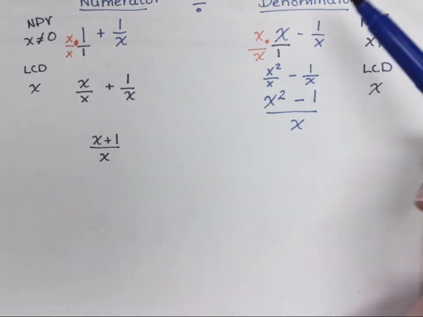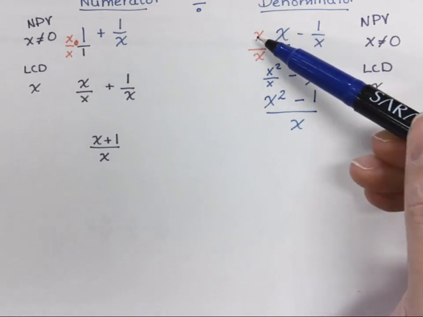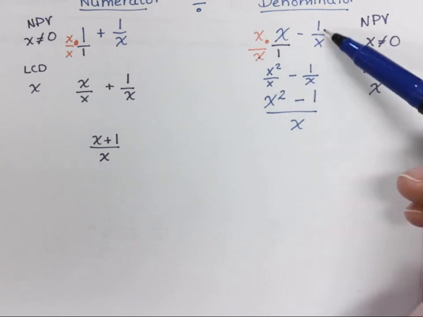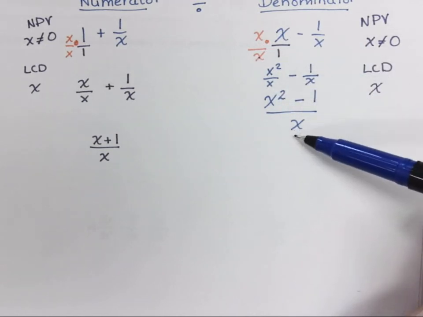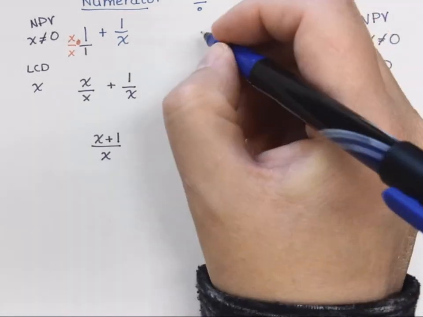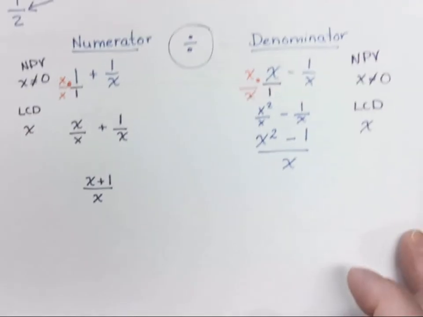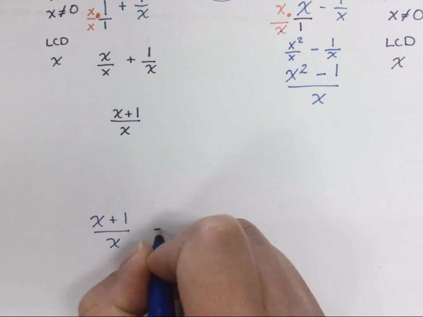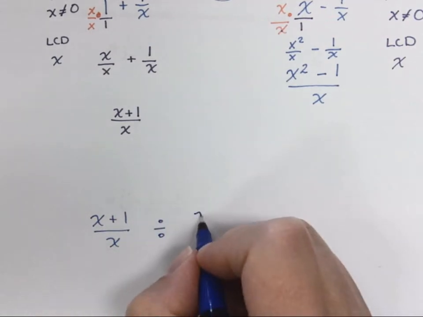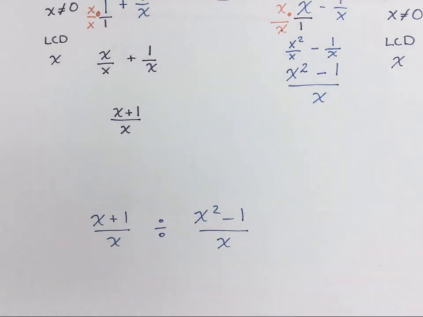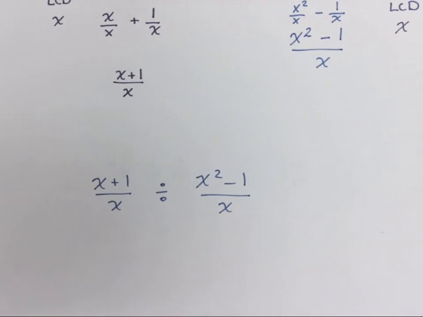Okay. So this was a step that I skipped. X times X gives me X squared. 1 times X gives me X. And then I didn't do anything to this one, so I recopied it down. Keep the denominator of X. Okay, so this is good. So we said that these are all just divided by each other. So the numerator, X plus 1 over X, divided by the denominator, which is X squared minus 1 over X. Okay, this is good. So now this is just a division question from yesterday.